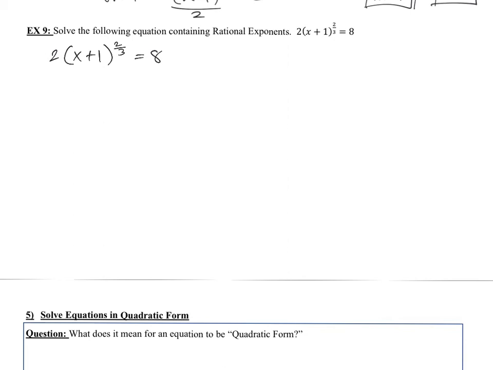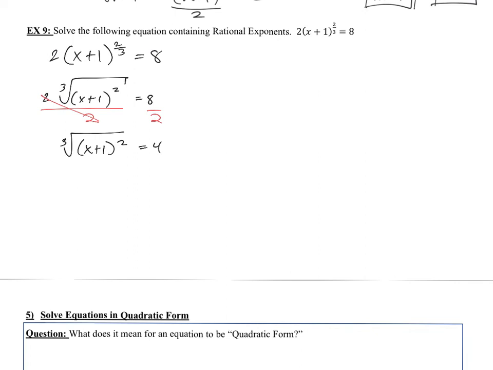So first, I'm going to write this in a form that I recognize. That 3 is a cube root. So this would be 2 times the cube root of (x plus 1) squared equals 8. Actually, I'm going to rewrite that because I think it'd be nice to get rid of the cube root first. And remember, we can rewrite it this way. Okay, so I want to isolate the radical, get it by itself, so let's divide both sides by 2. Then we have the cube root of (x plus 1) squared equals 4.